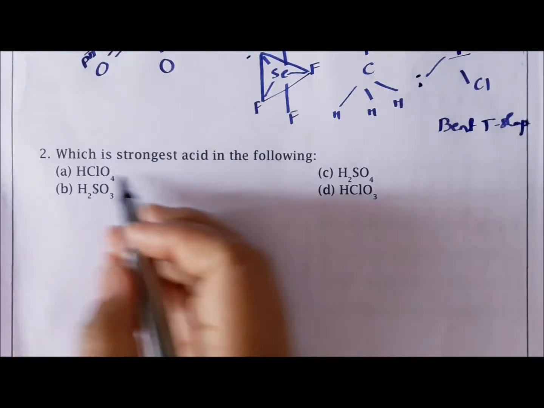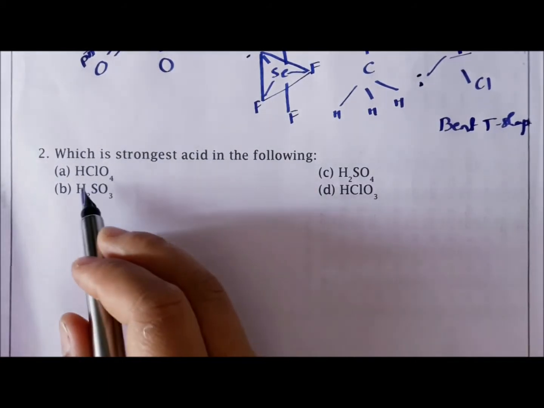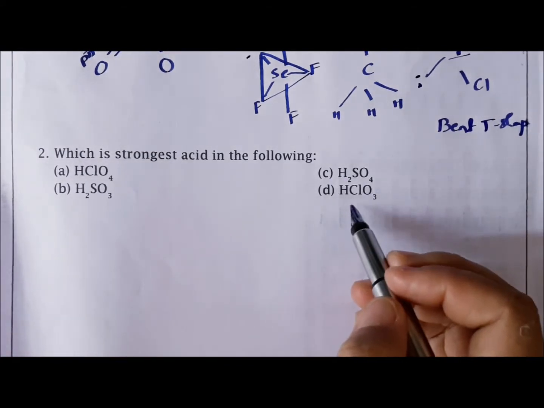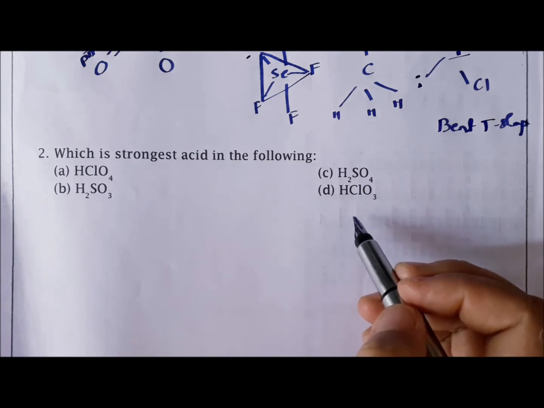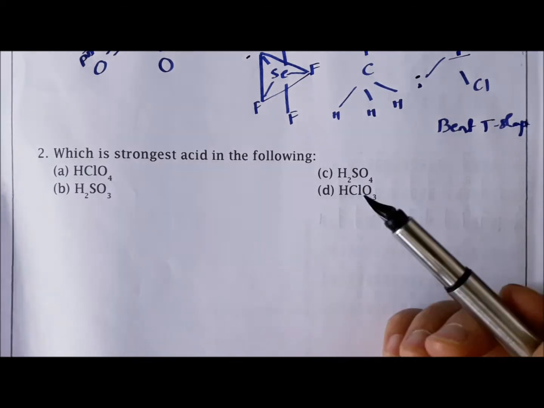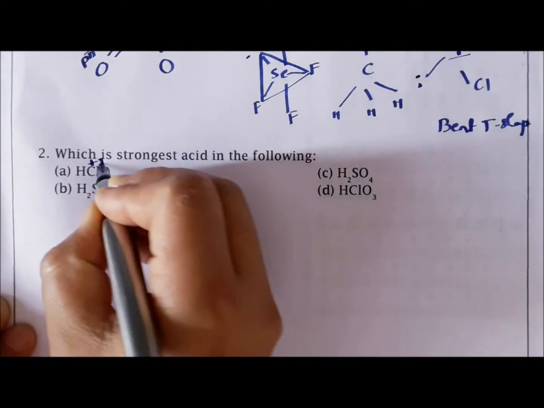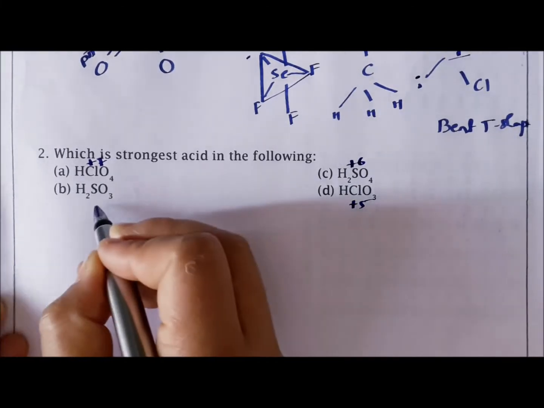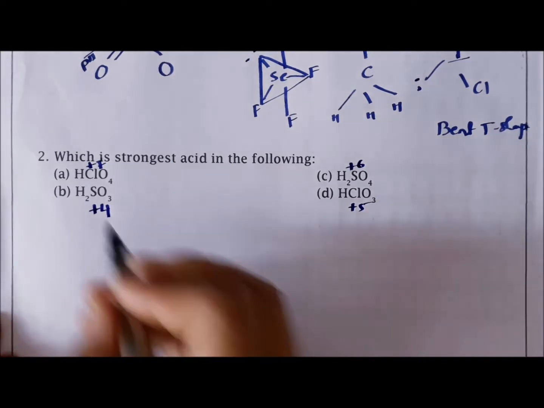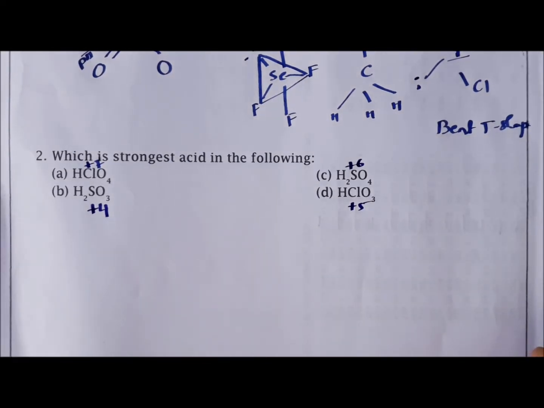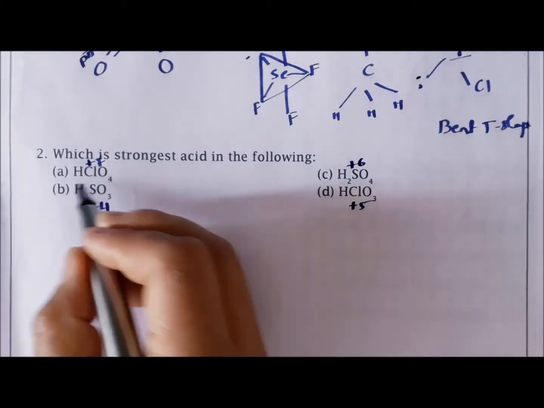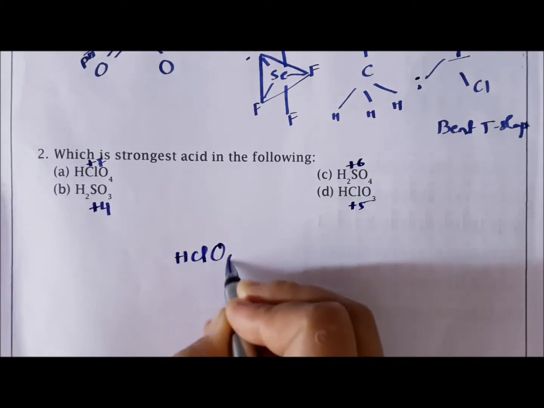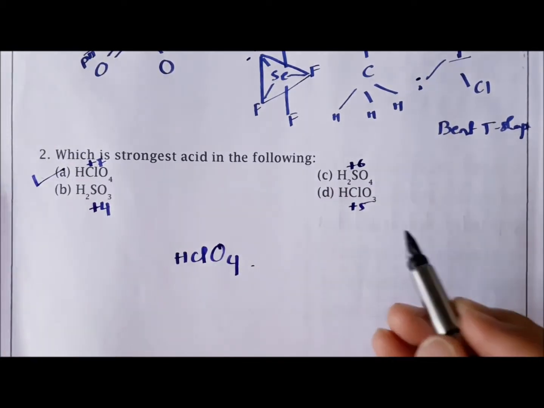Now next, question number 2, which is the strongest acid in the following? HClO4, H2S2O3, H2SO4, HClO3. So you need to check the oxidation number. The oxidation number here is maximum, +7. Here it is +6, here +5, then +4. And Cl again is a halogen. So A, where the oxidation number of Cl is maximum, HClO4 is the strongest acid.